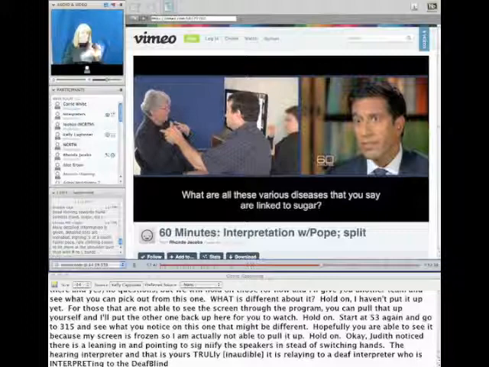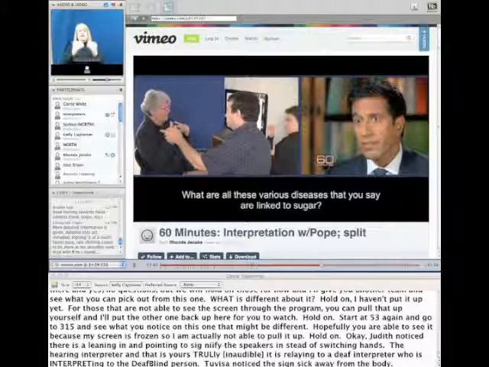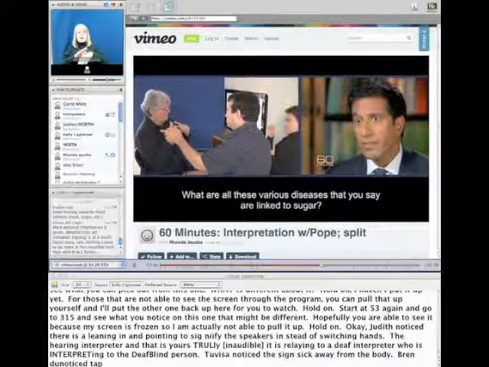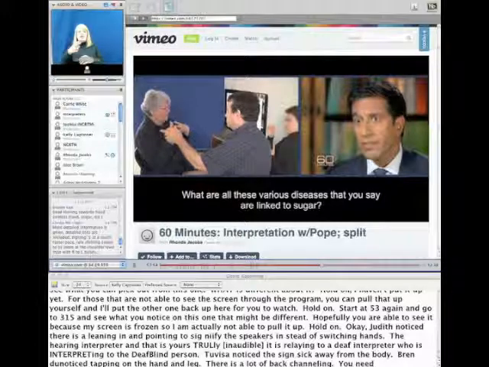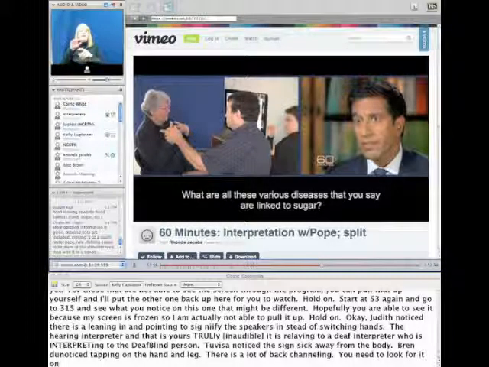Yeah, Teresa noticed the sign sick is signed away from the body. Brenda noticed tapping on both the hand and the leg. Yep, there's a lot of back channeling happening. You have to kind of look for it down on Randy's right hand. If you look carefully, you see quite a number of instances of back channeling with taps on the leg.